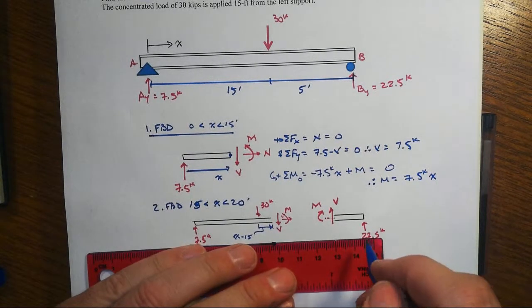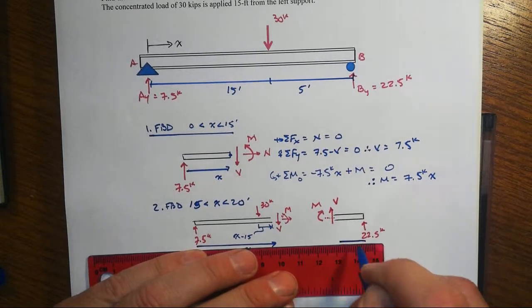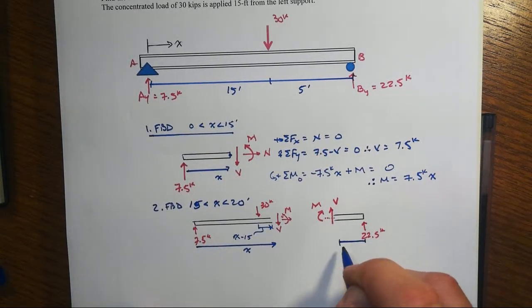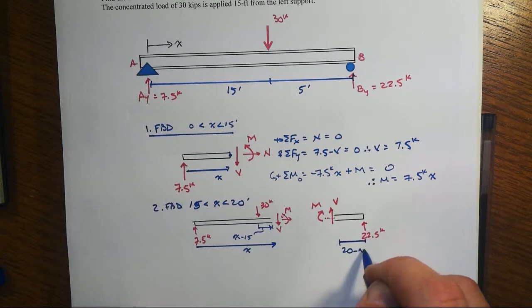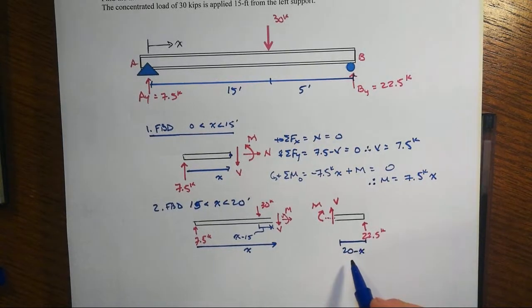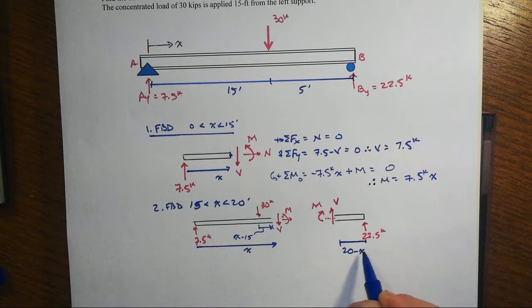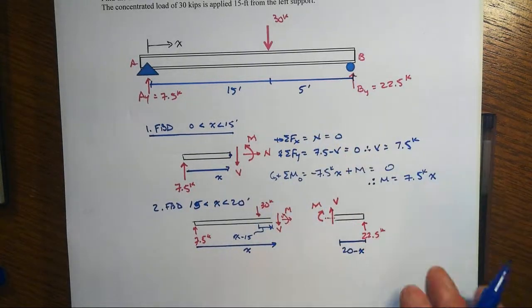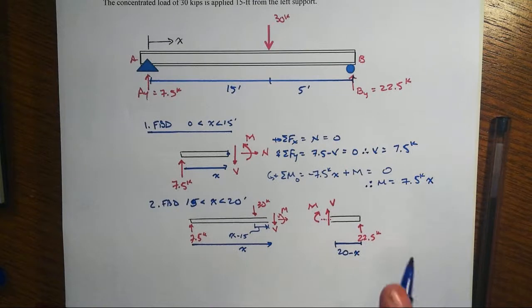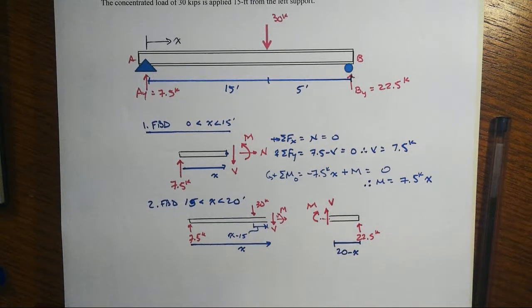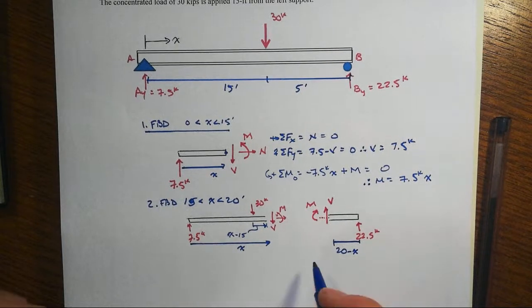And the distance that we have here to the point of interest is going to be 20 minus x, right? x is between 15 and 20. When x is equal to 20, then 20 minus 20 is 0. We're all the way out to the edge. When x is equal to 15, then that would be a 5-foot distance, right? So that all works just fine. I think that looks easier to work with.